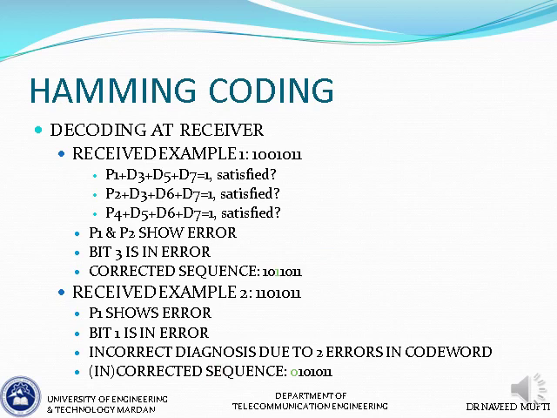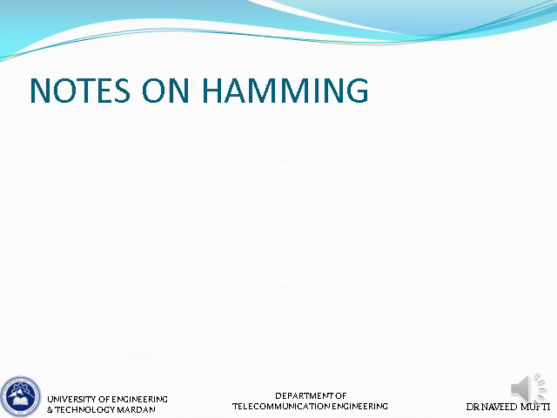So that also happens when the number of errors increases and goes beyond its capability. And as I mentioned earlier, the error detecting or error correcting capabilities depend on d min. So here it was unable to do the correct diagnosis due to two errors in the code word, and it ended up with an incorrectly corrected sequence. So just some final notes on Hamming.